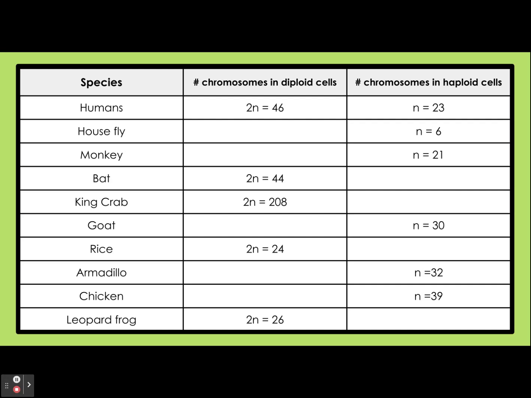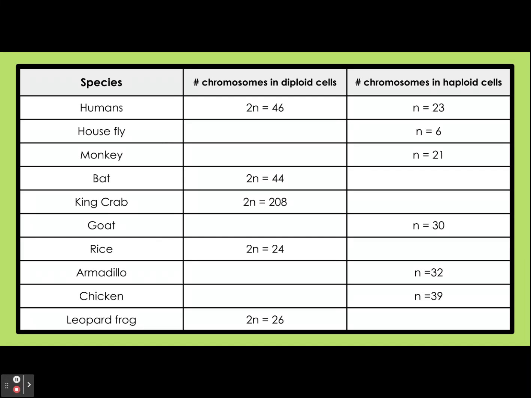In humans, their diploid number, which if N was representing the number of chromosomes in a cell, diploid always has 2 copies, so it's 2 times N. The 2N number for a human is 46. So our skin cells have 46 chromosomes. Whereas haploid cells in humans, the N, the single number of chromosomes, there's only 1 copy of every chromosome, would be half the diploid number, which in this case is 23.